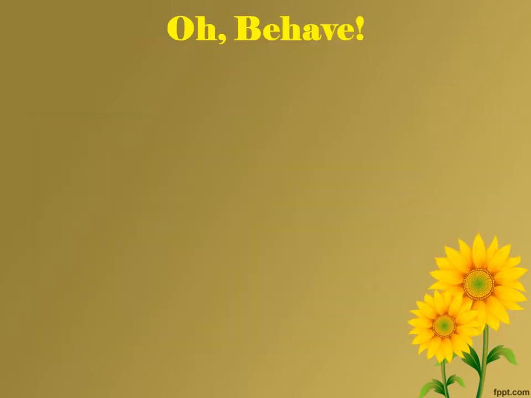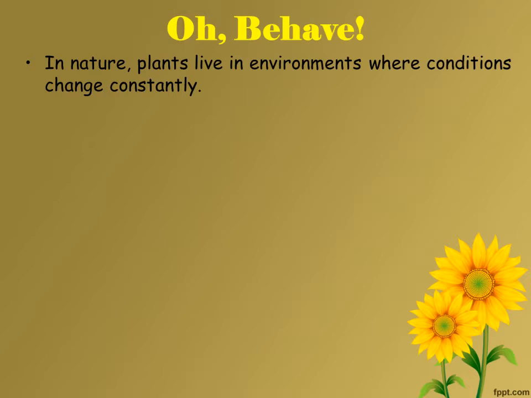In nature, plants live in environments where conditions change constantly. For example, grade 4, the sun is not visible all day, isn't it? The temperature can be hot, can be cold. In short, it can change drastically. Whatever the condition, students, plants have to absorb sunlight, make their own food, grow, and survive.